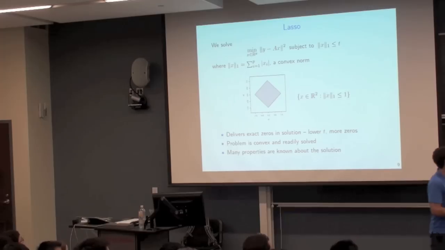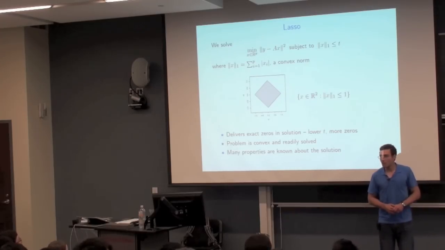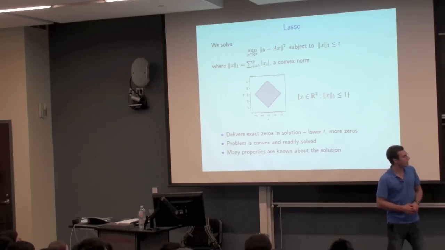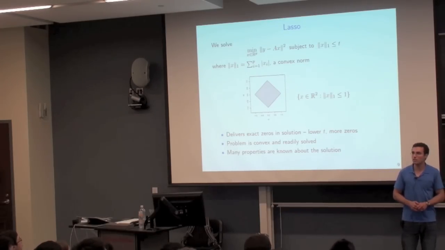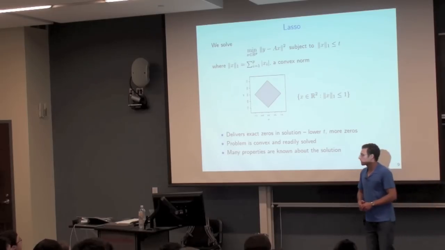Creating zeros. Good question. The question was, what's the intuition behind creating zeros? Why does the Lasso give zeros?